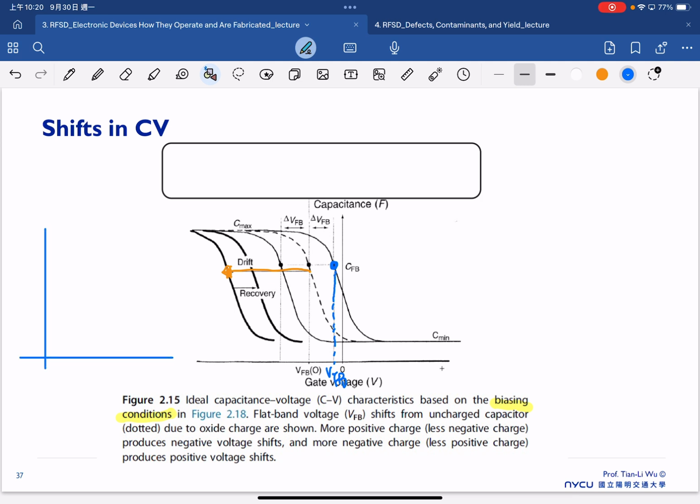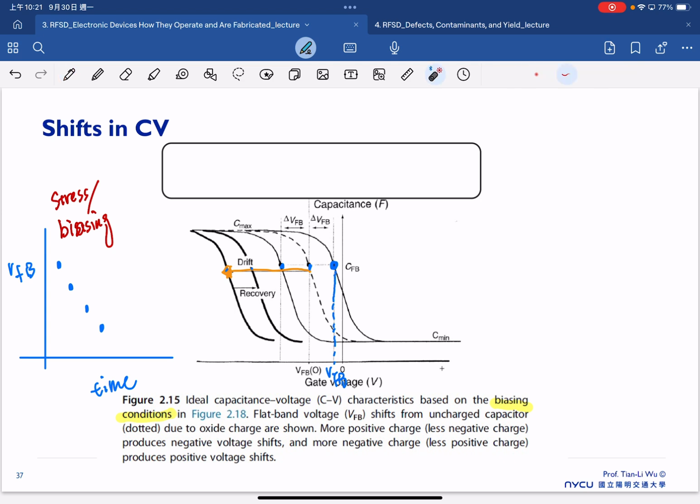So if we try to calculate our flatband voltage, VFB, versus time, and extrapolate each VFB as well, then basically we can have this graph where, because the CV curve shifts, our VFB is gradually decreasing. This is the case under the bias. The biasing here means this is a case under stress.